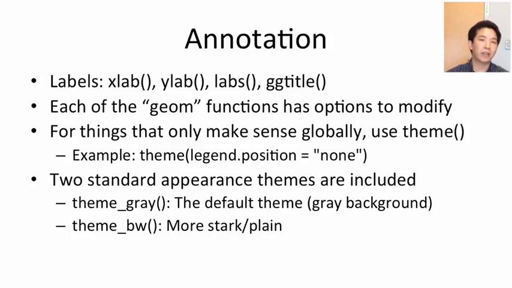There are some things that only make sense globally, meaning for the whole plot, and so the theme function is available for that. This might specify the basic colors, the background colors, or here, for example, the position of the legend. You can use the theme function to specify these options. And then finally, there are some general themes that are built in that control a lot of different elements of the plot, so you can set many options at once. Basically, theme_gray is the default theme, and it gives you the gray background with the white grid lines. The theme_bw, for black and white, is a more stark, plainer theme if you don't like the gray background.